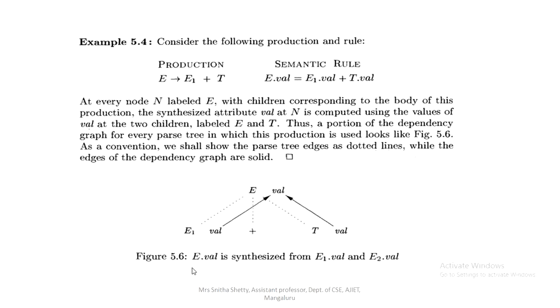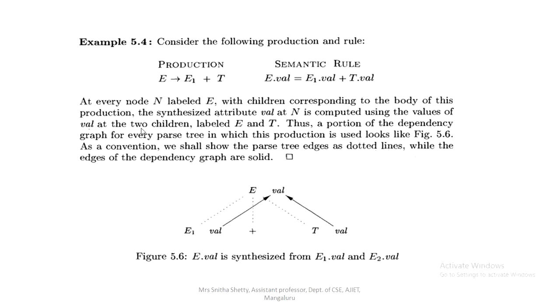So this is a diagram showing the dependency graph only for this production. The production is E gives E1 plus T, and the rule is E.value is equal to E1.value plus T.value. So let me explain how to draw the dependency graph for this production. E gives E1 plus T, and the rule is E.value is equal to E1.value plus T.value.